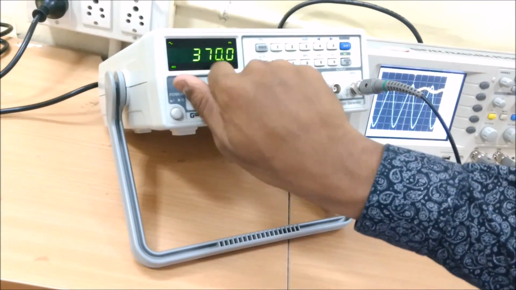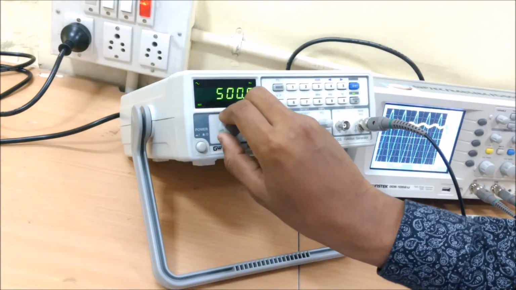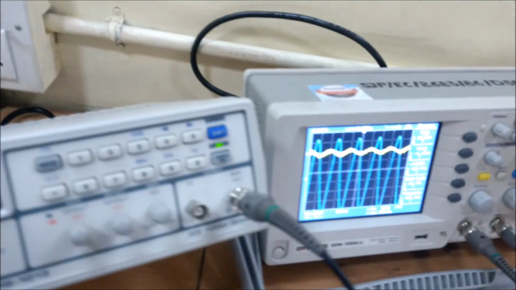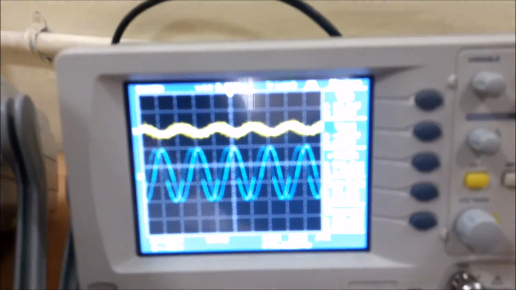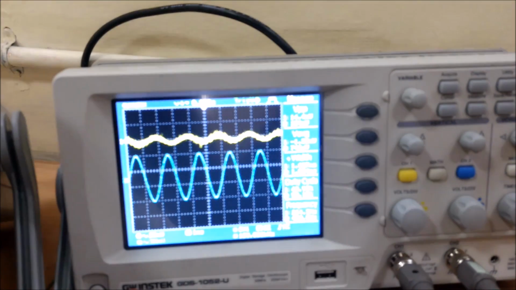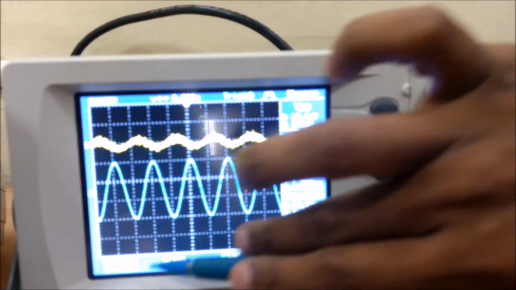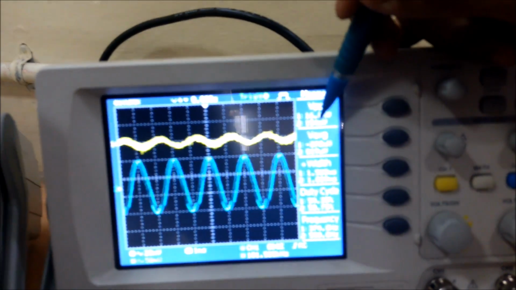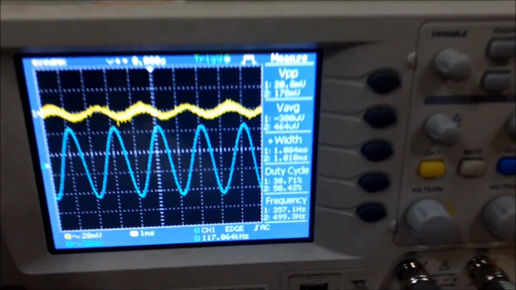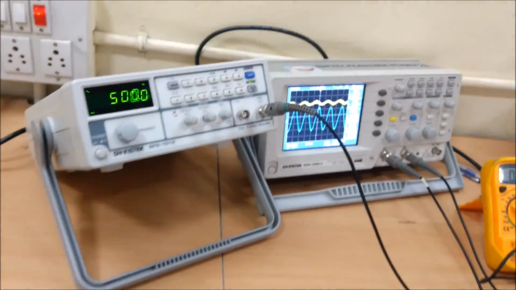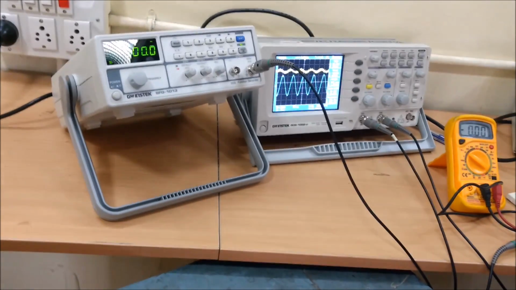We will take one value for 500 Hz. My output is out of range, sorry. At 50 millivolts per division, my output is 156 millivolts. So let's take the value at 50 millivolts per division. The output is 180 millivolts at 50 millivolts. Okay, let's take the 1 kilohertz gain. Let's take it.